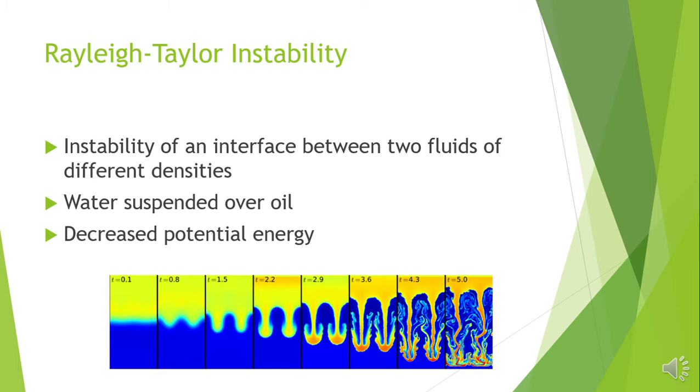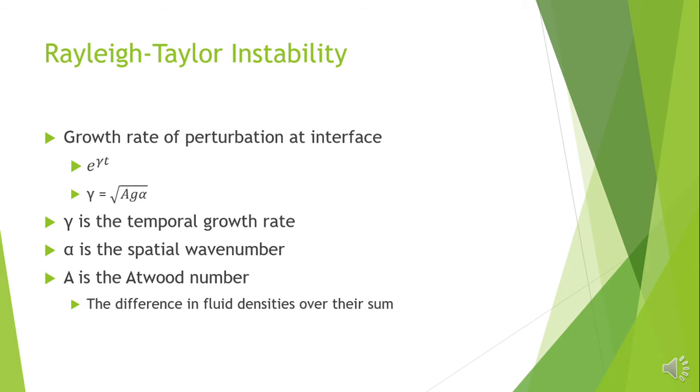This image shows two fluids of different densities interacting as gravity does its thing. The RT instability is depicted in the first few frames, while Kelvin-Helmholtz makes an appearance around 3 seconds in. The rate at which these disturbances grow is given by the exponential equation here, dependent on temporal growth rate and time. Temporal growth rate is the square root of the product of gravity, spatial wave number, and Atwood number, which is derived from fluid densities.